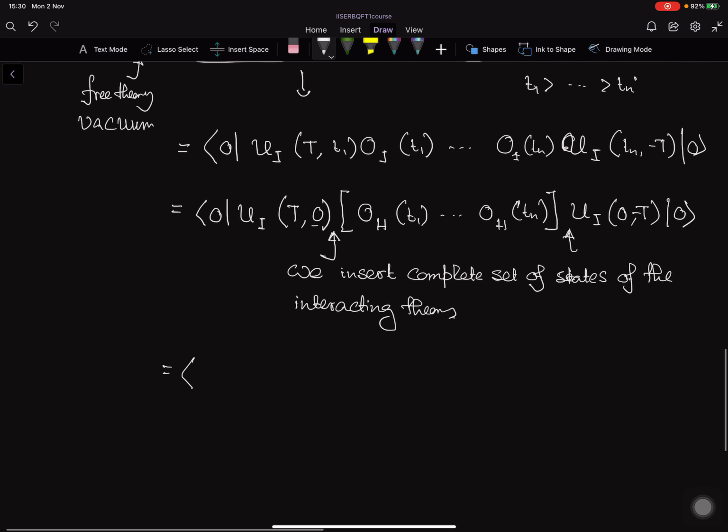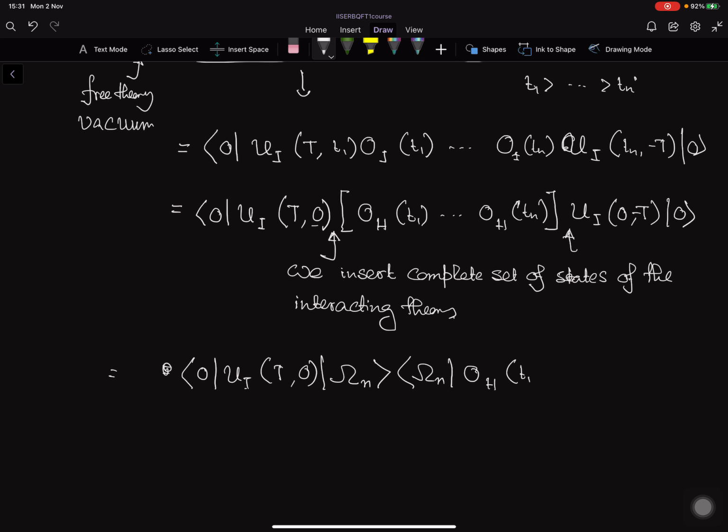So the way we do this is U_I(t, 0), some interaction picture states sigma_n, then O_{H1}...O_{HN}, then sigma_n tilde, U_I(0, -t), this sum over n and n tilde.